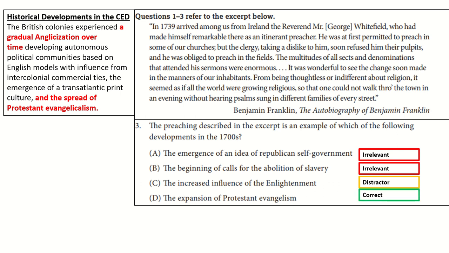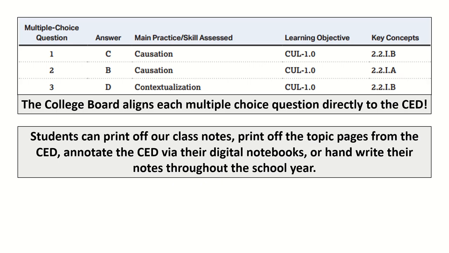But I'm going to go back and tie it back, for answer D, to the development over there, the spread of Protestant evangelism. That's going to be more so tied to the historical development. So that's why it is so important to really emphasize those historical developments as students are studying. As you can see right over here, this is from the College Board. They align everything to the historical developments. It says key concept over there. And key concepts, historical developments, they're kind of interchangeable, but each multiple choice question is directly aligned to the CED, and the same will be for my test in class as well.